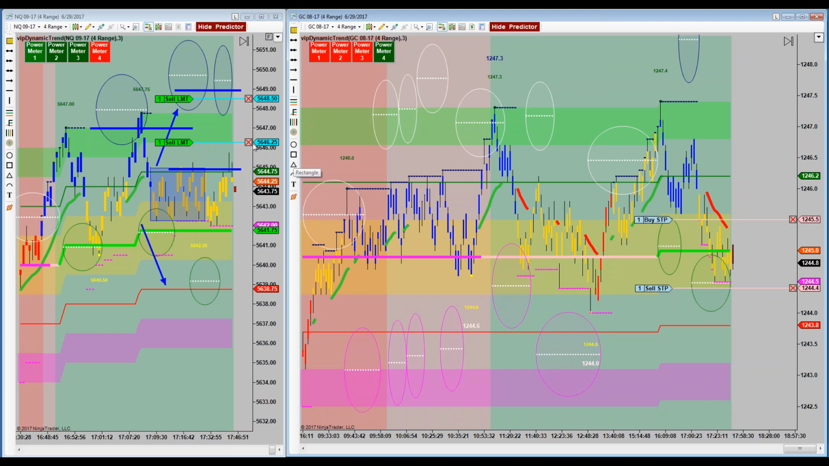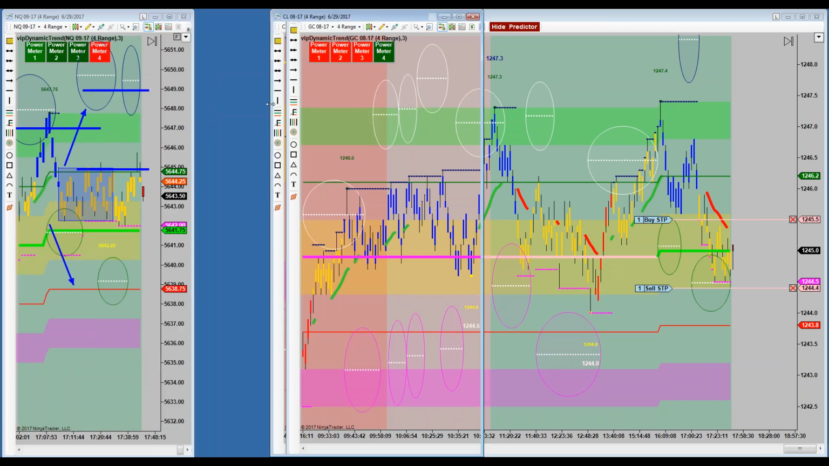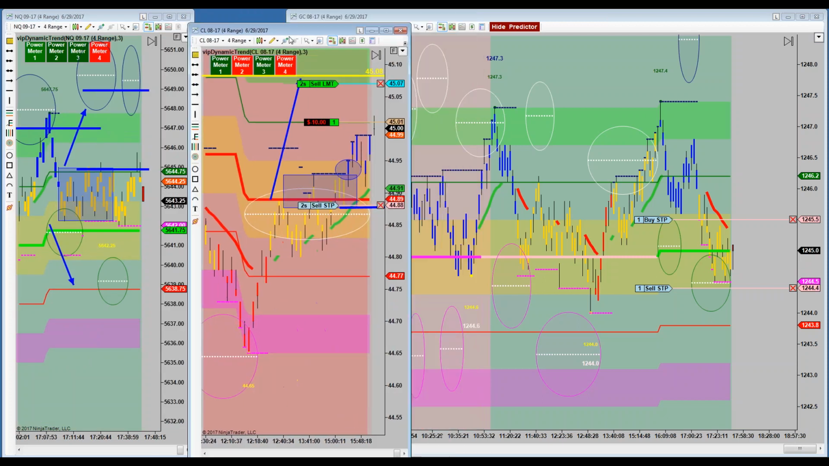Okay, we stopped out of NASDAQ. Circle back, take those off. There you go. We're still in crude though. Let's see, get the crude chart over here. Yeah, just down a tick.